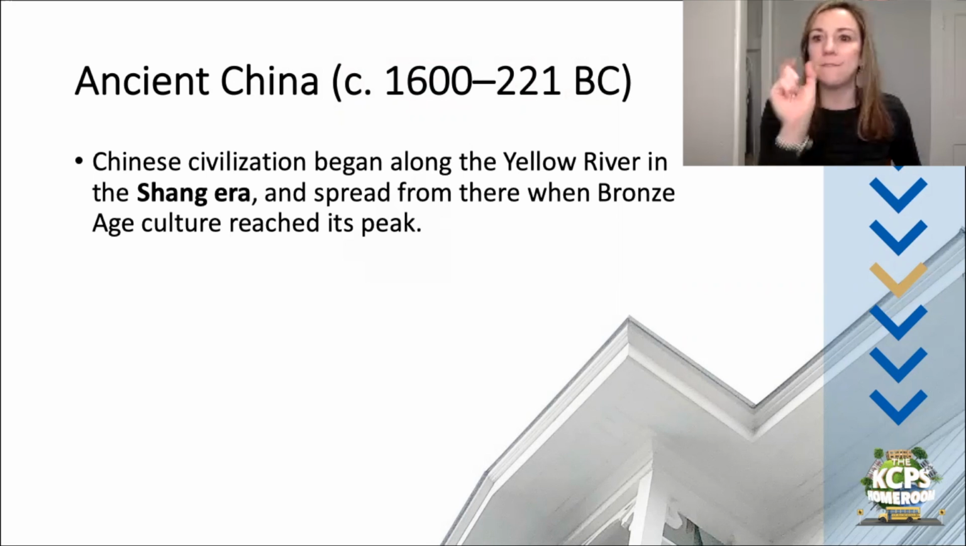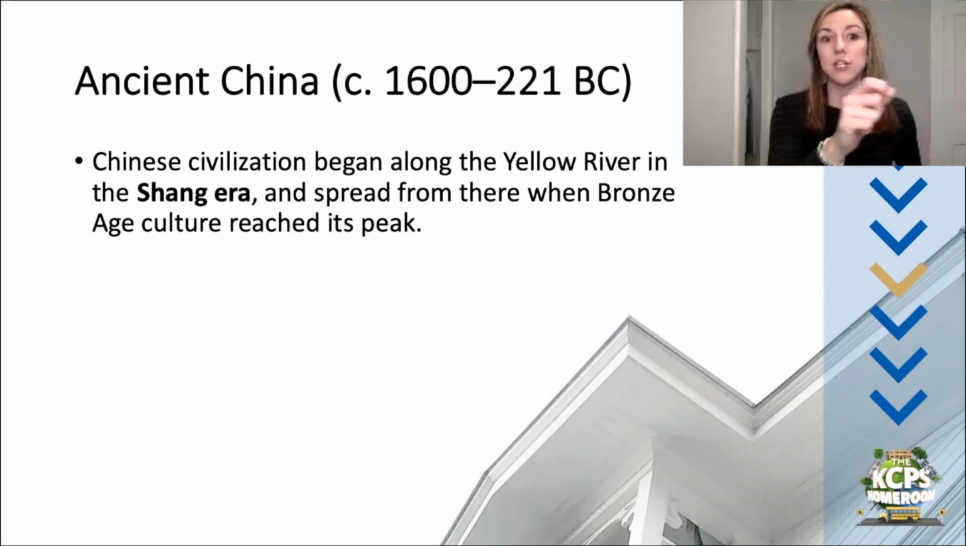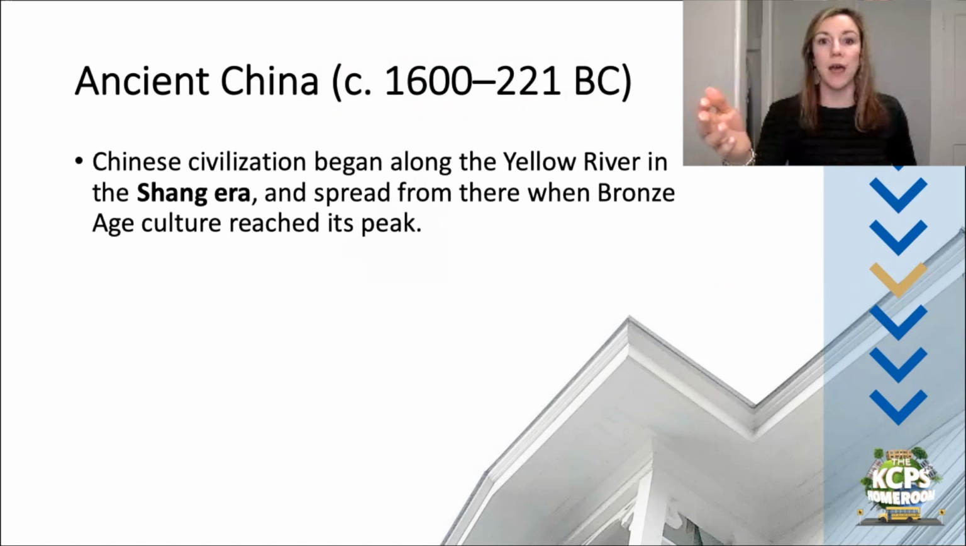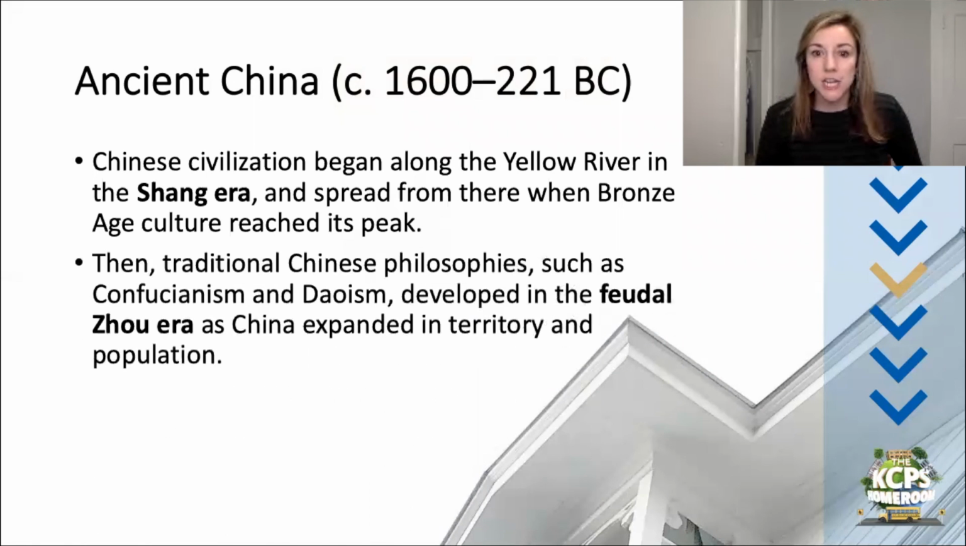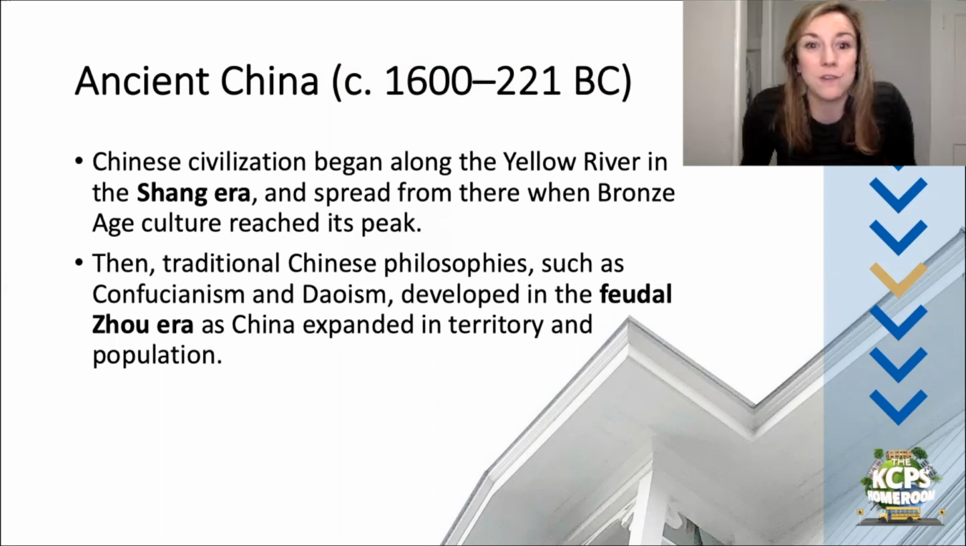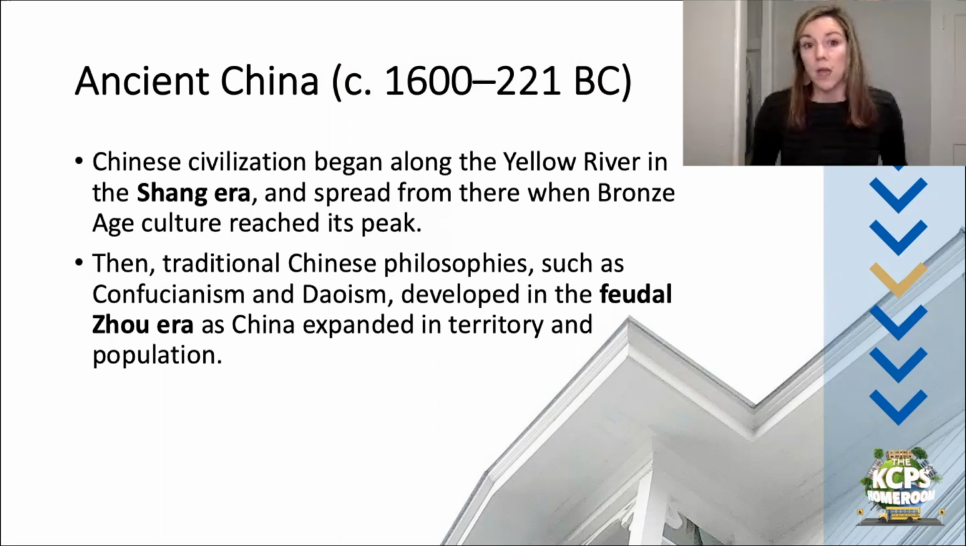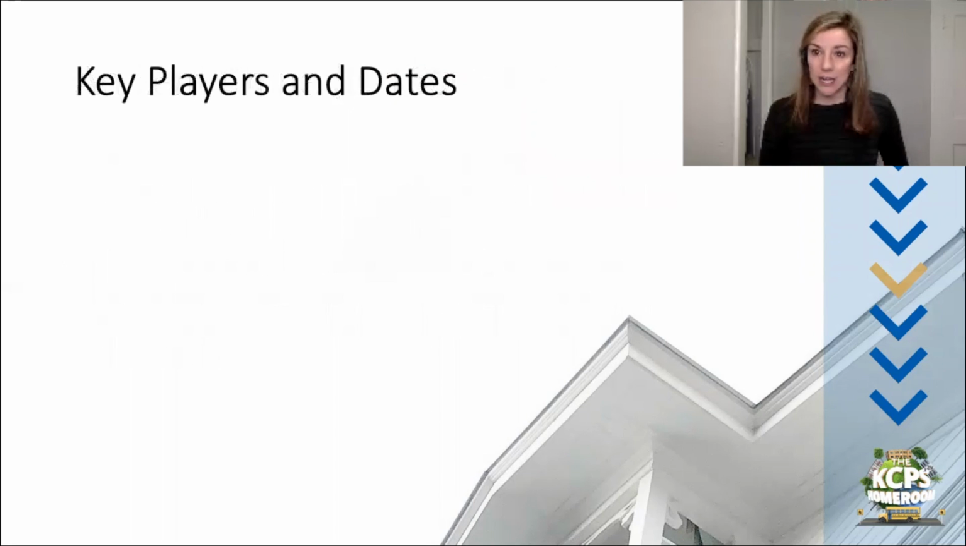Dynasty, remember, is just a family that runs a country. After the Xia dynasty came the Shang dynasty, and they spread things around in the culture. They founded bronze, which reached a cultural peak in that time. After the Shang era, there are some traditional Chinese philosophers, such as people you may have heard of, Confucius and Taoism, developed in the feudal Zhou era as China expanded in territory and population. We will get a little bit more into detail about the differences between these two dynasties here in a few seconds.